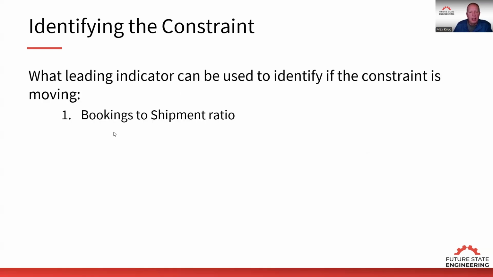So what leading indicators? So leading indicators, remember, are forward-looking indicators that tell us what's happening. So we want to be monitoring the constraint at all times because it's extremely important to understand where to focus. And so when we look at those leading indicators, what we want to do is look to bookings to shipment ratio. So each week or each day, you're monitoring how many bookings did we have and how many shipments did we have for that day or that week.